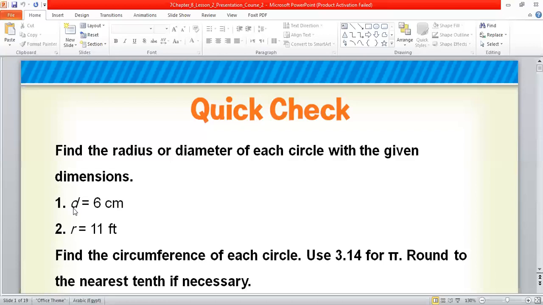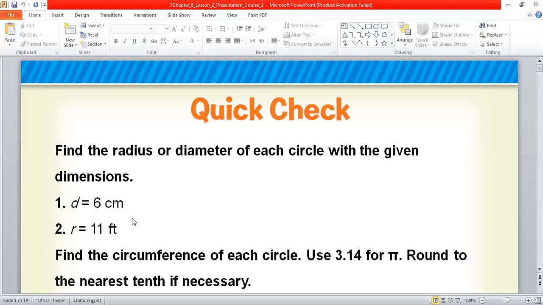So firstly, I will divide this diameter over 2. If you divide the diameter over 2 this way, we have 6 divided by 2, so the radius is equal to 3. In the second question, he gives me that the radius is equal to 11 feet.